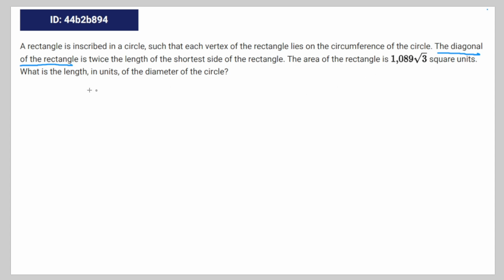Anyways, a rectangle is inscribed in a circle such that each vertex of the rectangle lies on the circumference of the circle. This wording in and of itself is really annoying.